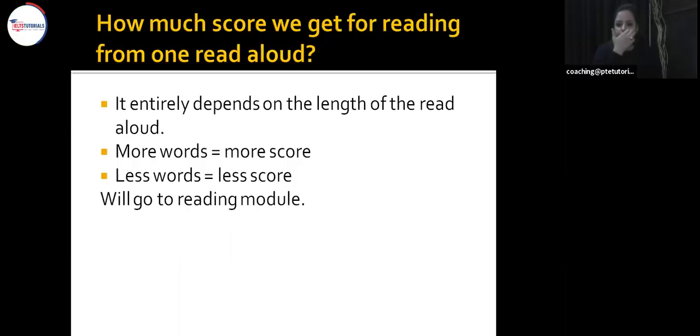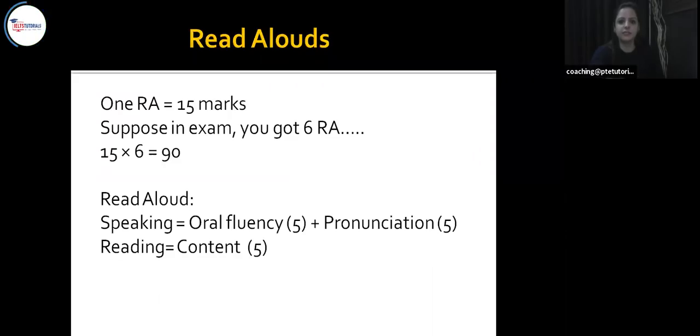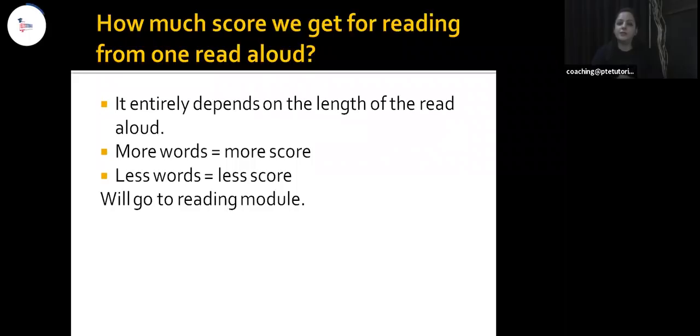Now another thing, see here, I wrote that the reading score depends upon content. Then how much score will I get from content? Maximum 5, and in each case that number is 5. But how is that scoring distributed in different lines? The question I have raised here is, how much score do we get for reading from one read aloud? 5 marks is there, maximum.